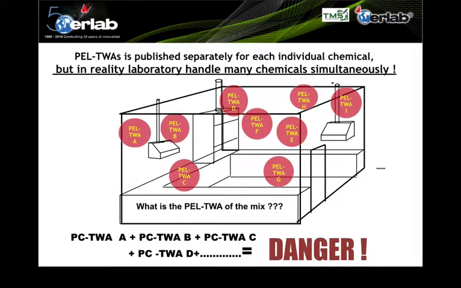PEL-TWA is published separately for each individual chemical. You can find this information in the safety data sheets, especially in Section 8. But in reality, laboratories handle more than one chemical simultaneously. When you mix more than one chemical together, no one knows the health impact of the mixture, but one thing is for sure: it is dangerous. So what is the PEL-TWA of a mixture of chemicals?